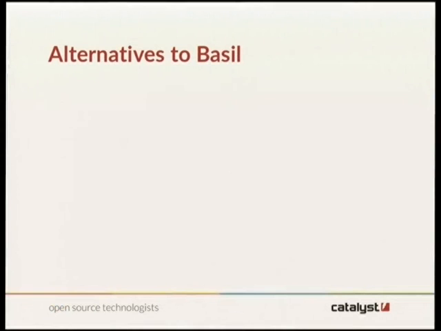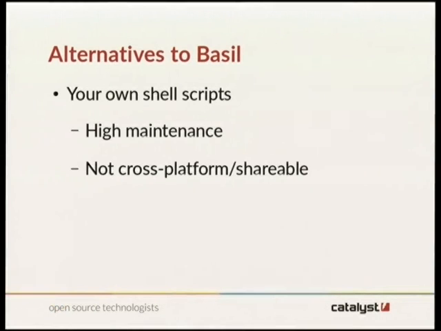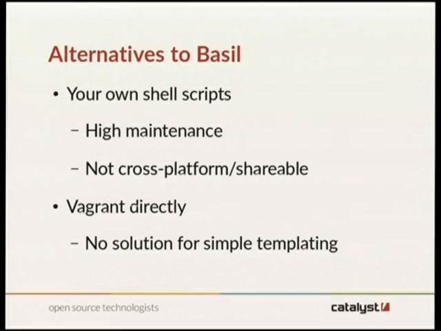So, okay. Alternatives to Basil. Well, you can write all your own shell scripts, and that's partly where we started. It's high maintenance. It's not usually cross-platform or shareable. It's not really a good solution. You can use Vagrant directly, but that doesn't take care of the templating, the setting everything up inside it.